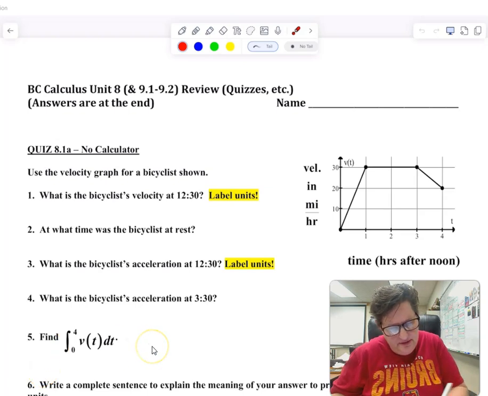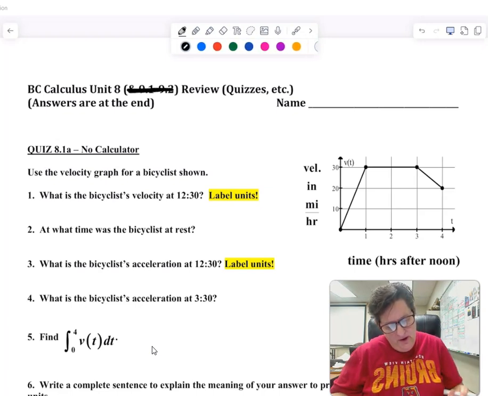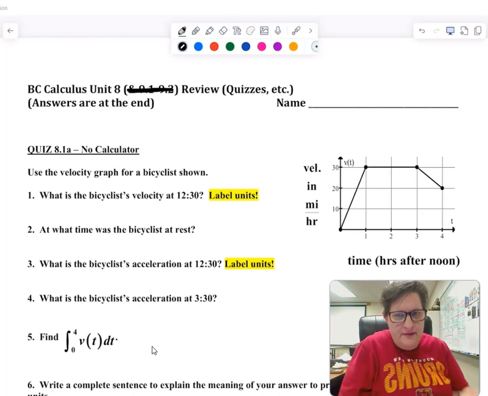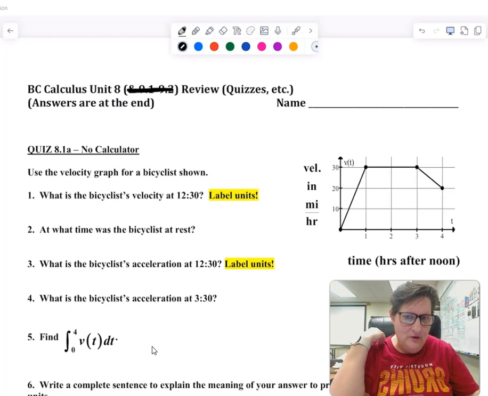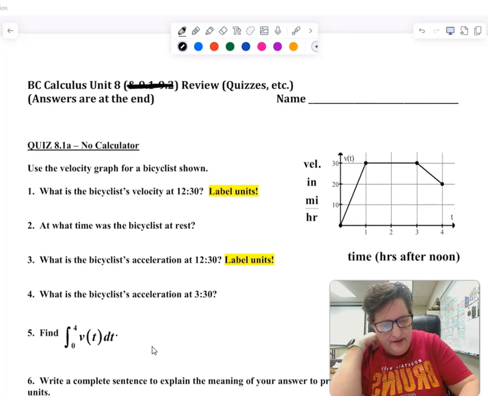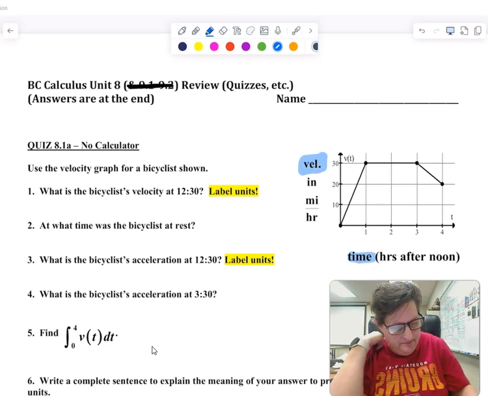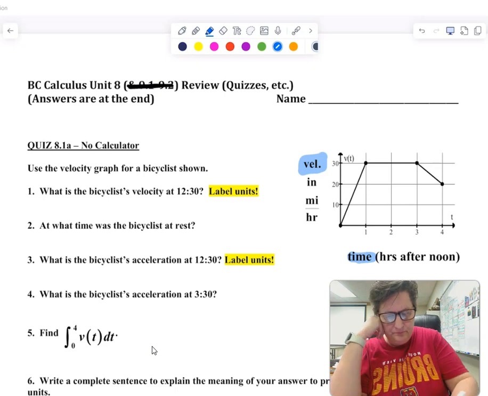Alright guys, let's go ahead and take a look at the Unit 8 Extra Credit Review. Not 9.1 and 9.2. Okay. So, at the beginning of Unit 8, we talked about interpreting rate time graphs, velocity time graphs. So here we have a velocity time graph, okay? Velocity in miles per hour, time in hours, alright?